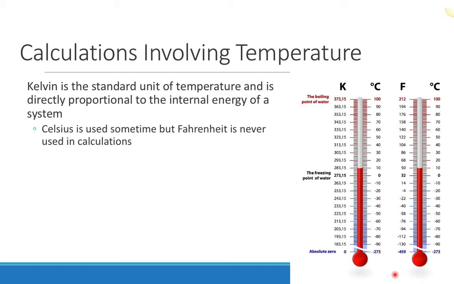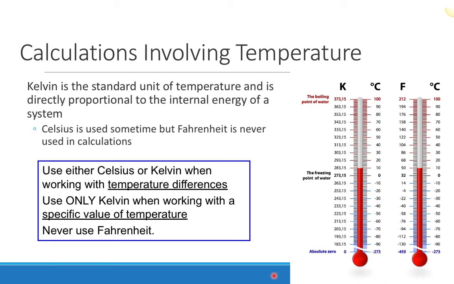Now, Fahrenheit in the US is what we use when we measure the temperature outside. So when it's 80 degrees outside, it's 80 degrees Fahrenheit, not Celsius. So keep that in mind, that we have to use Kelvin in any type of scientific calculation that we're using here in physics.